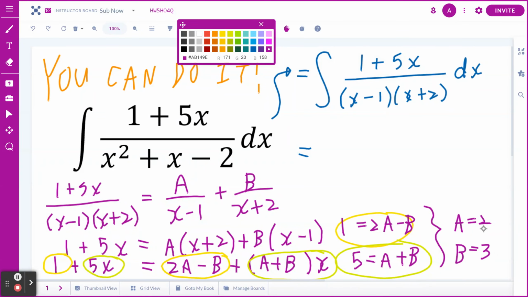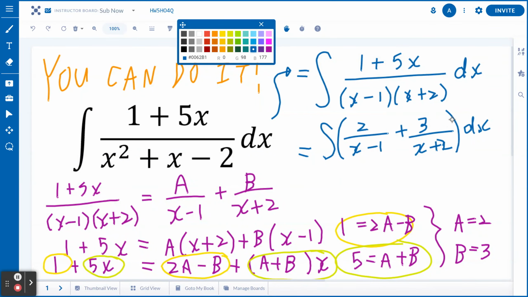Of course, you can press pause and go through the mechanical steps. When you press play again, you can confirm these are the answers. This means when I go back and rewrite this, it is the antiderivative of 2 divided by (x − 1) plus 3 divided by (x + 2). Don't forget you're integrating this with respect to x. Again, the difficult part is now over.